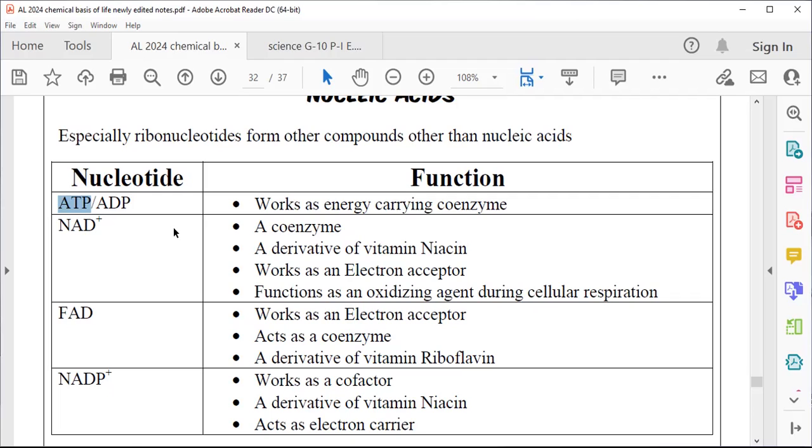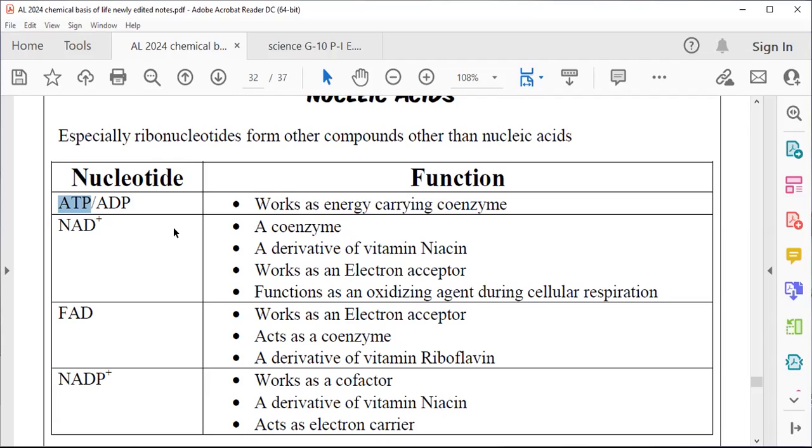And next one, FAD. Other one, NADP plus. Understood? The point is, their expansions are not in the syllabus. If you like, I will tell you.